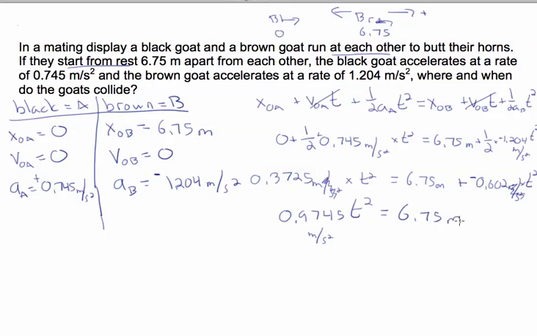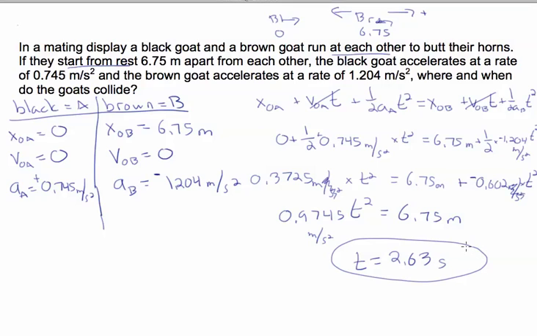Now to get t squared by itself, we're going to divide both sides by our 0.9745. And we get that t squared equals 6.9266 and some more. And that would be seconds squared. And then we're going to take the square root of that. And get that they're going to meet at 2.6318 seconds. Let's talk about significant figures. We've got 3, 4, and 3, so we're going to round this to 3 significant figures. 2.63 seconds before they meet.